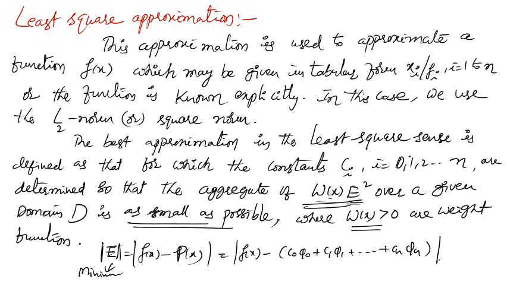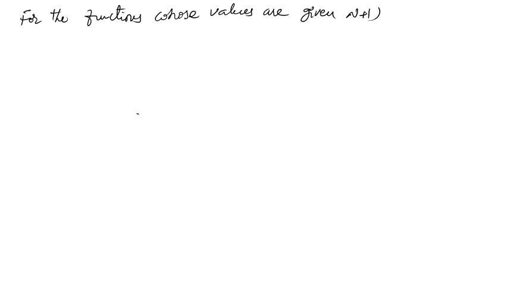Now see how it is implemented. For the functions whose values are given at n plus 1 points, x0, x1 and so on, xn, that means at x0 f0 is given, at x1 f1 is given, at xn fn is given, tabular points are given.